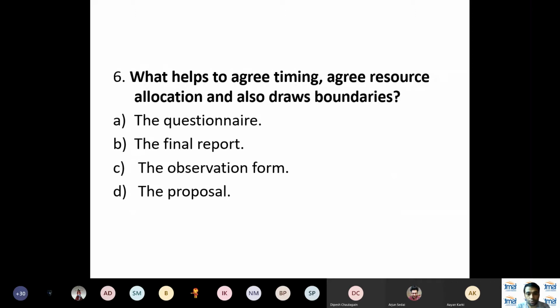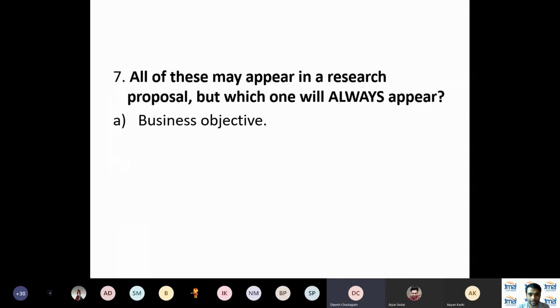What helps to agree timing, agree resource allocation, and also draw boundaries? The proposal. Yes, sir, proposal. Observation? No, no, no. It's the proposal. Okay, simply.